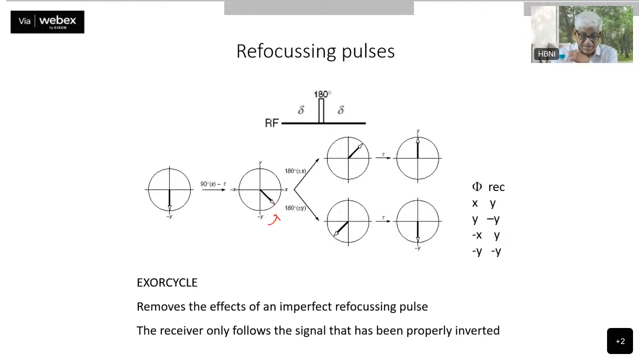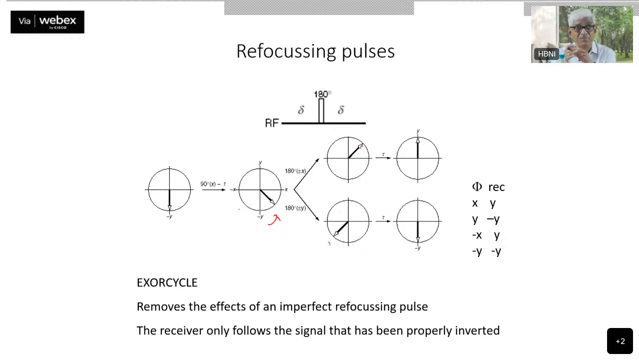Now when I apply the 180x pulse here, let us say, where will it go? If I apply a 180-degree pulse, the magnetization will move here. If it is a perfect 180 degree, it will come into the same plane, exactly on that. If I apply it along the y-axis, then it will move from here to here. So these are perfect, which means they will remain in the same plane.